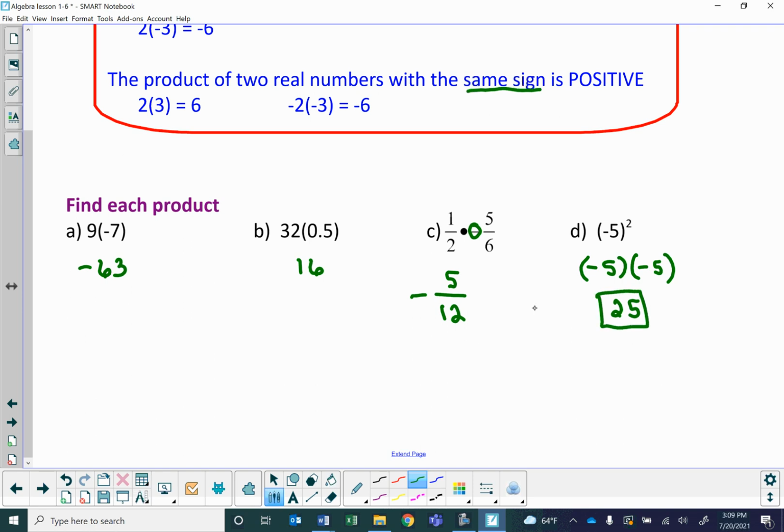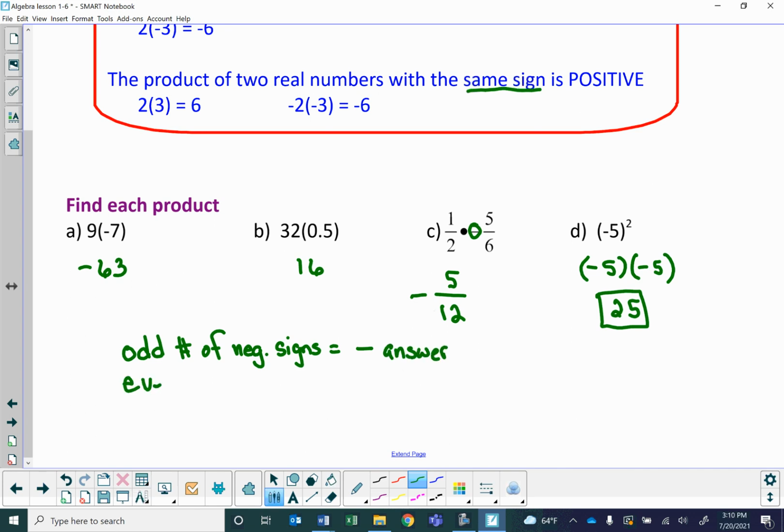Another little rule I like to teach people about this is if you have an odd number of negative signs, your answer will be negative. If you have an even number of negative signs, your answer will be positive. An odd number of negative signs equals a negative answer.